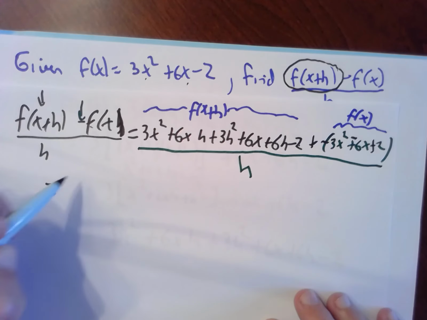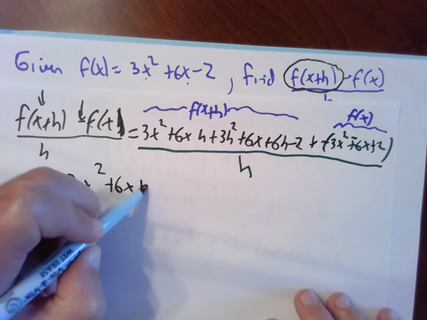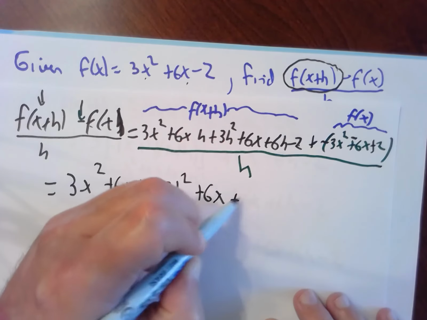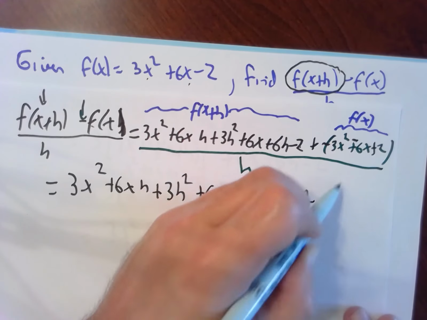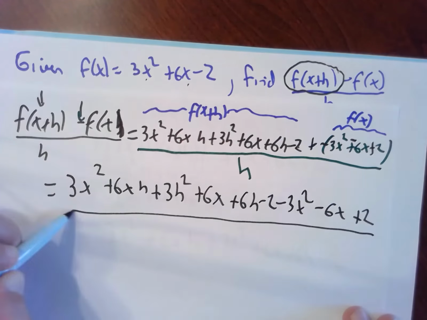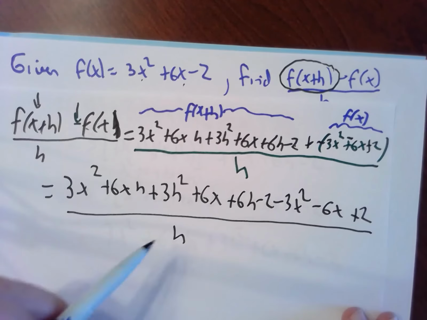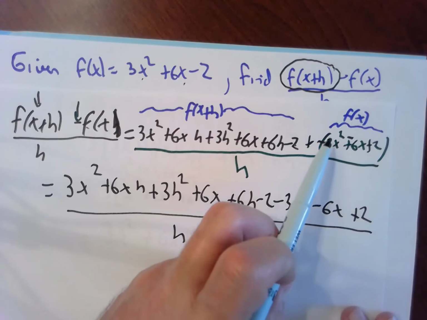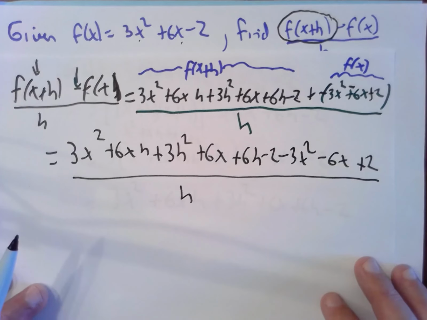Okay, let's write everything down. 3x squared plus 6xh plus 3h squared plus 6x plus 6h minus 2 minus 3x squared minus 6x plus 2 all over h. We're going to be over h until the very last step. The very last thing we do is cancel out that. Everything that was over here in parentheses, all of the original f of x should cancel out every single time.